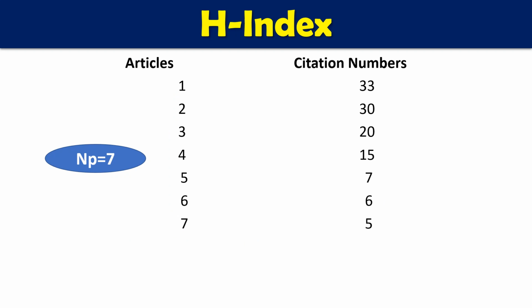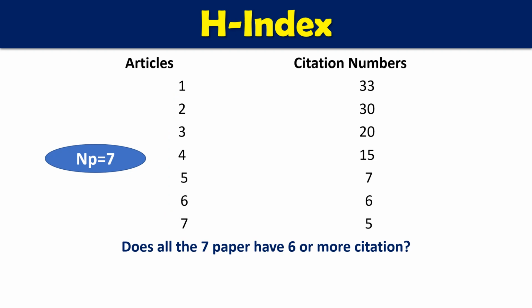7 citations. Now come to 6. So what we are going to see is, do all these 7 papers have 6 or more citations? Not here, not 7. So because 7 cannot be there, we will see, do 6 papers have minimum 6 or more citations? Look, one paper has 6 or more citations, a second paper has 6 or more citations, a third, so we can write 1, 2, 3, 4, 5, 6. So here you can see this is the 6th paper which has 6 or more citations.